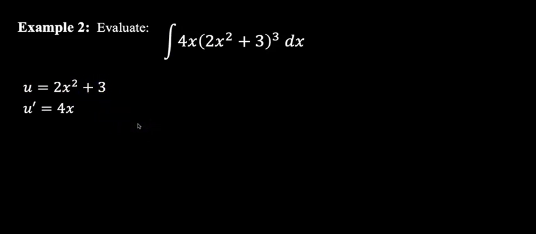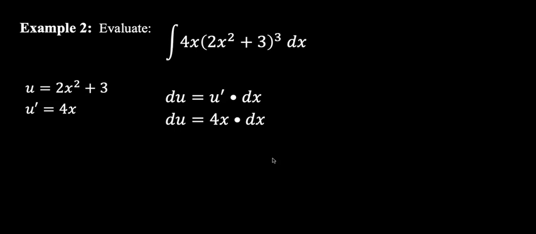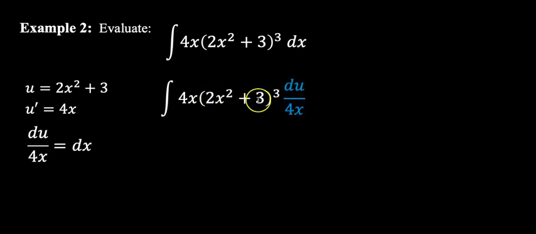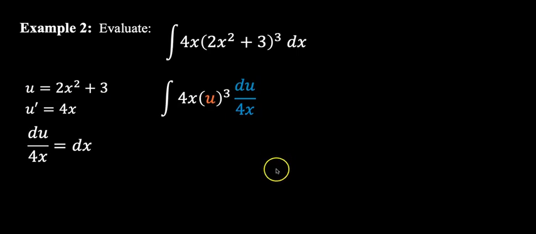Now let's find du. du equals 4x times dx. Let's plug this in and see if this is going to work. First we have to find dx by dividing both sides by 4x. Now we're ready to make our substitutions. dx equals du over 4x, and 2x squared plus 3 equals u. We've made our substitutions. Notice we can cancel these 4x's, resulting in this.